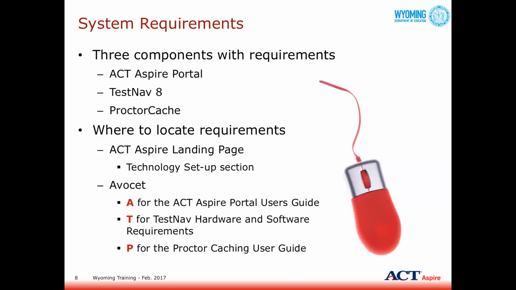If you went down to the T, in the navigation on the left-hand side, there's a TestNav hardware and software requirements quick reference guide. If you click on T, it's one of the first top sections there. The third one is P for the Proctor Caching user guide. So there are specific user guides for all of these that are referenced again on the Avizit site.